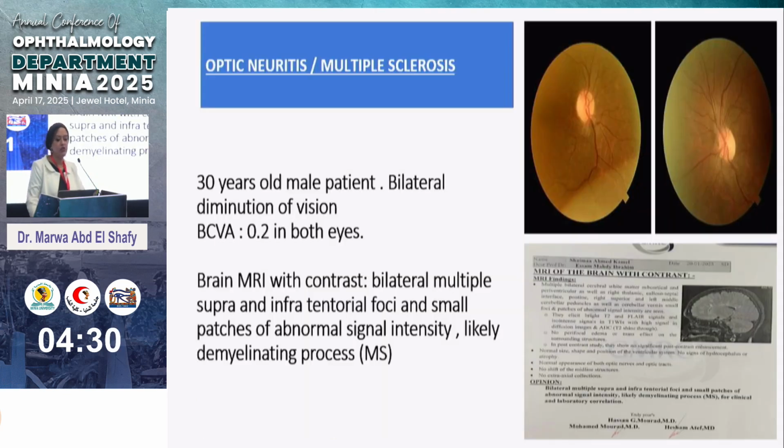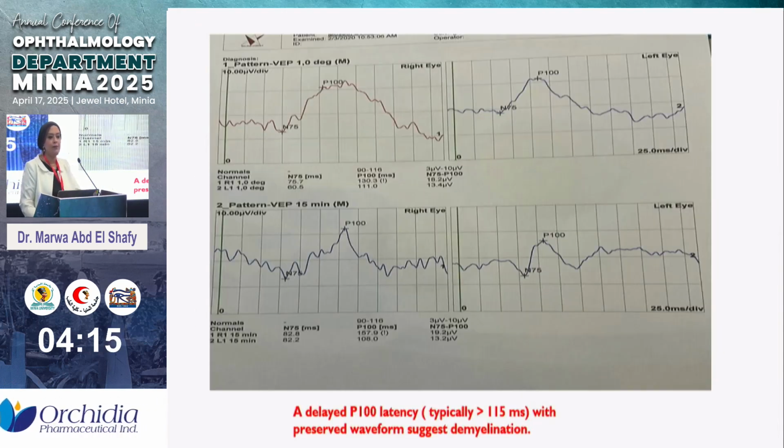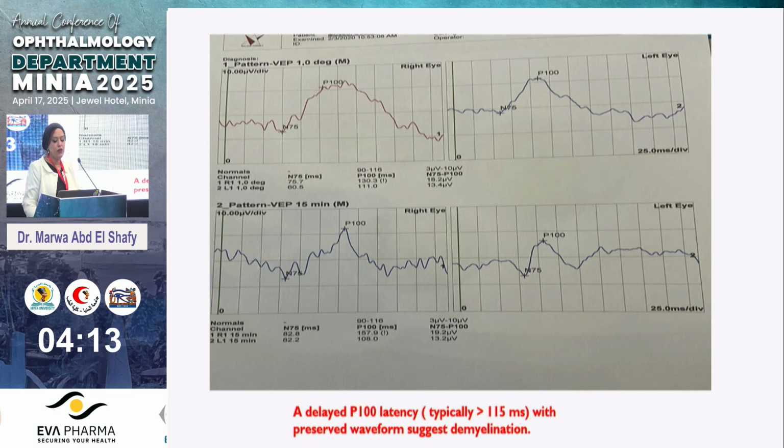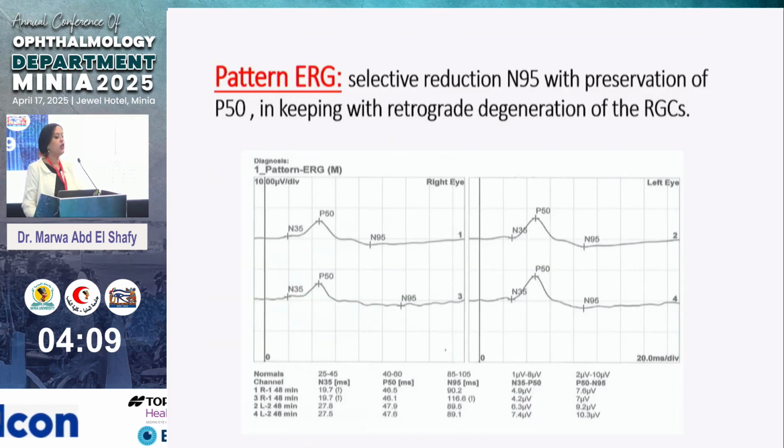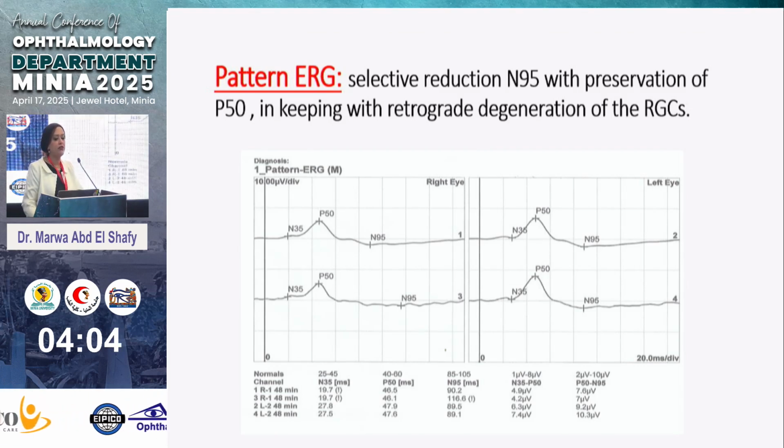Another case of a 30-year-old male patient with bilateral diminution of vision, vision 0.2 in both eyes. The brain MRI with contrast revealed multiple foci of abnormal signal intensity due to a demyelinating process. The pattern VEP shows a delayed P100 wave with preserved waveform, which suggests demyelination. The pattern ERG of the patient shows a well-formed P50 with selective reduction of N95, in keeping with retrograde degeneration of the retinal ganglion cells.